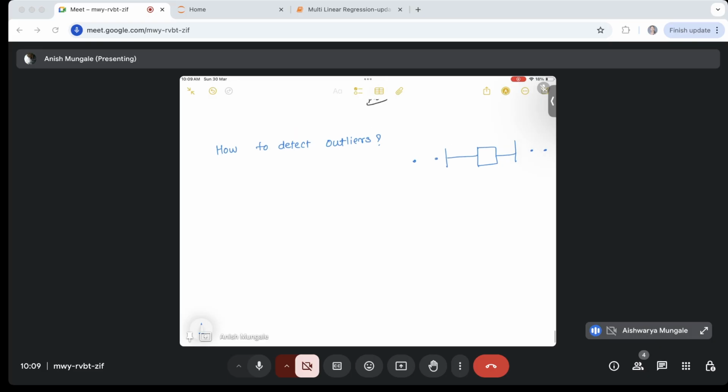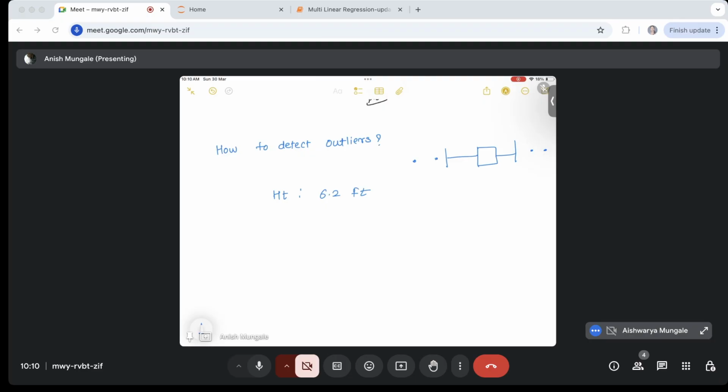But there is a limitation of the box plot: it will only consider one variable or one feature at a time. So think about it. Let's say there is a person with height 6.2 feet. Would you be surprised? I think Mahesh, you are 6'2", right? So this is not surprising. There are many people with height 6'2".